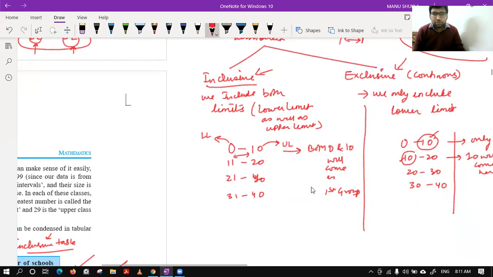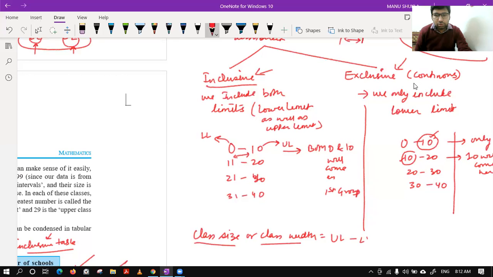Apart from that, class size or class width. Please tell the class what is class size or class width. If a class is given to you, how will you find class size or class width? Using a class interval. Tell me the formula for class size or class width. We have done this before. Yes, it is upper limit minus lower limit.